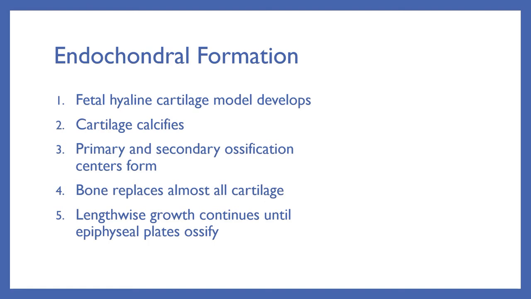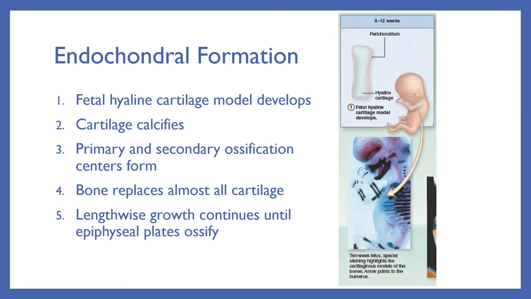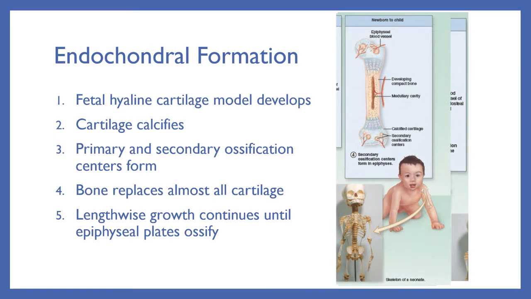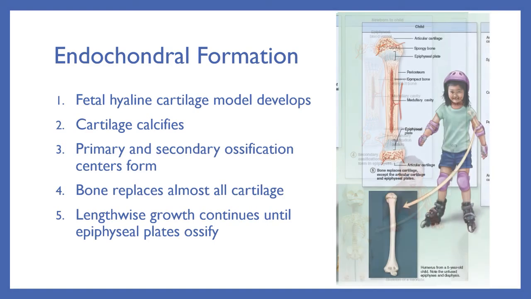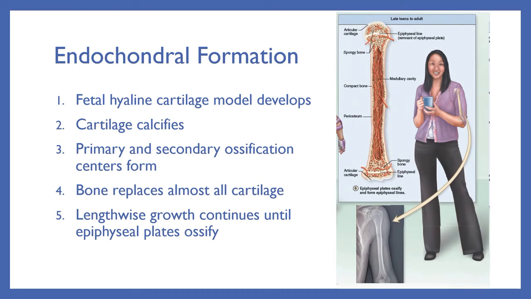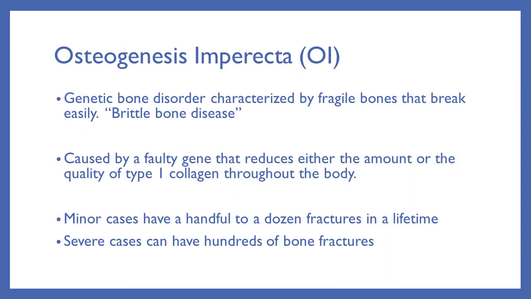To summarize, in endochondral formation, the first step is a fetal hyaline cartilage model develops. In the fetus, this connective tissue holds the positioning of the bone. Second step is when the cartilage calcifies. The third step is the primary and secondary ossification centers form. This happens in the middle and the ends of the bones. The fourth step is that the bone replaces almost all cartilage. The fifth is when lengthwise growth continues until the epiphyseal plates ossify.